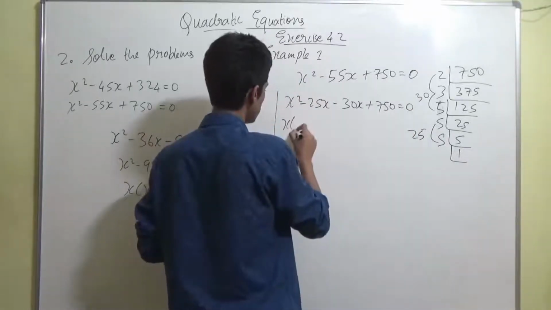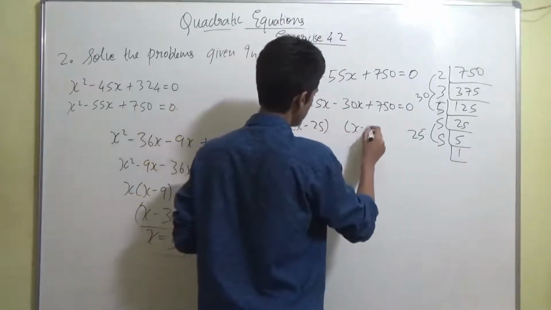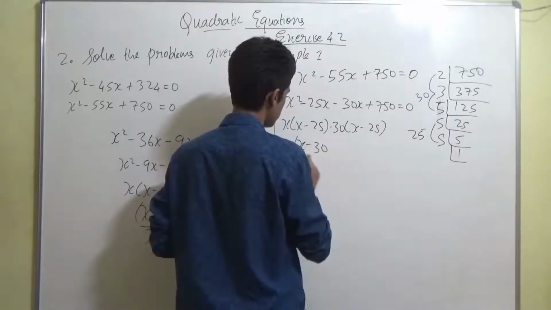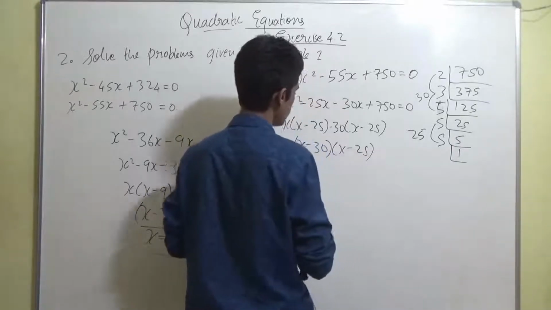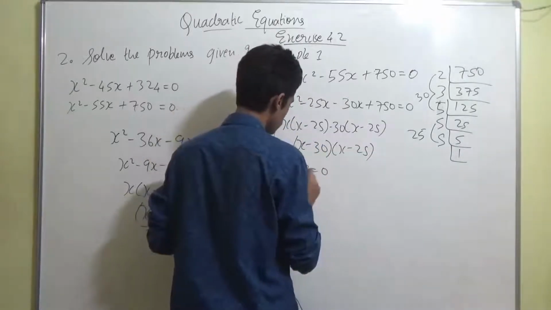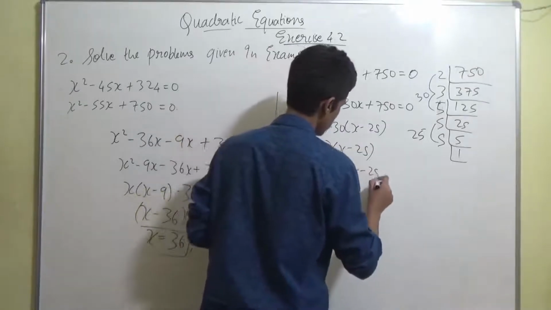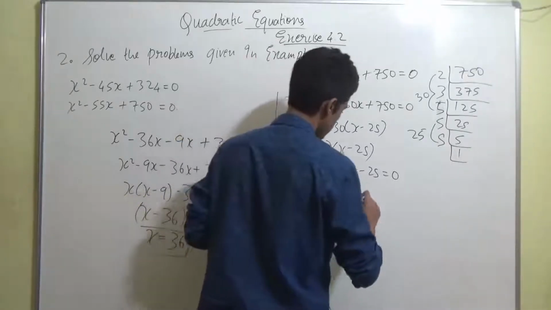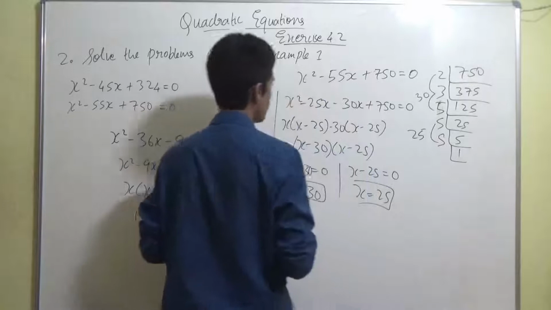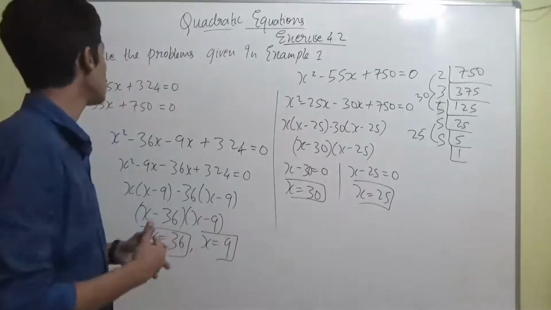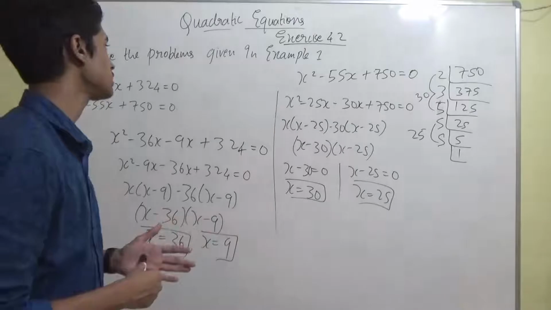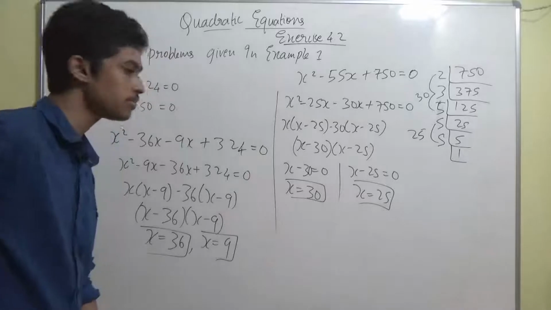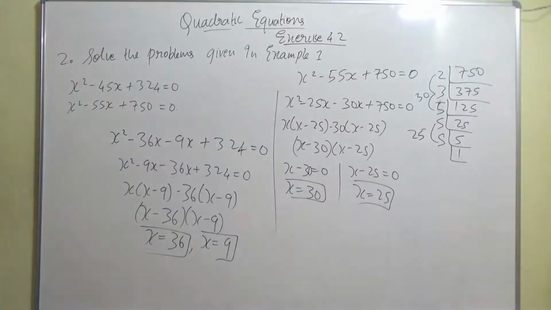Now what we'll do, we'll take x in common, x minus 25, x minus 25, and here minus 30 outside. So x minus 30 and x minus 25 are the two factors. Now if you equate x minus 30 to 0 and x minus 25 to 0, you'll get x equal to 30, and from here you'll get x equal to 25. As simple as that, guys. So x equal to 30 and x equal to 25 are the solutions. That's your second question. Now I'll move aside. You can take a screenshot of this. Let's go to the third question.